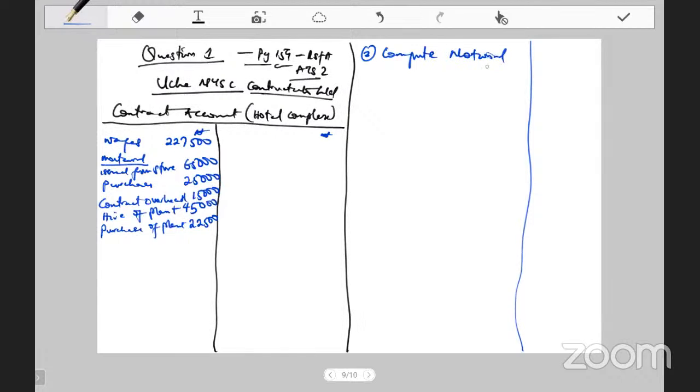And what is the word notional profit? To know my total estimated profit, and in doing this, I need all the information available.